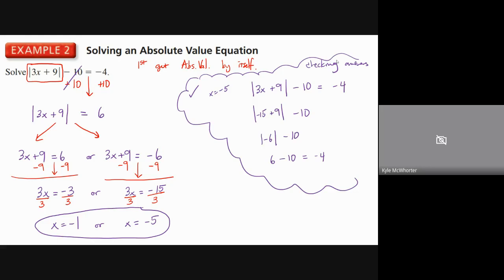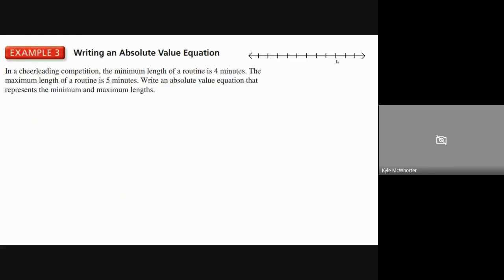So the next example, example 3, is going to be one where they're going to give us the 2 solutions, and we have to come up with the absolute value equation that has those 2 solutions. So example 3, in a cheerleading competition, the minimum length of a routine is 4 minutes. The maximum length is 5 minutes. Write an absolute value equation that represents the minimum and maximum lengths. So we want to write an absolute value equation that has 4 and 5 as solutions.